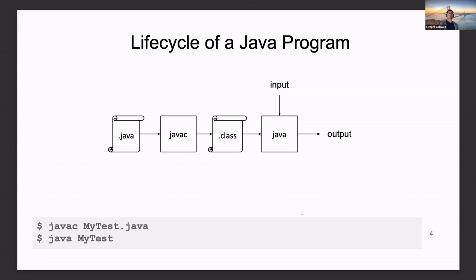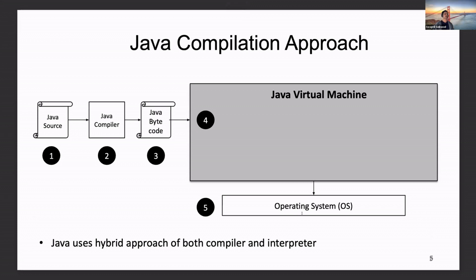And that we give it to this java.exe or Java binary file, which we call a Java virtual machine, the JVM, which also accepts some input and gives us the output. Cool. So let's look at this Java virtual machine a bit closely.